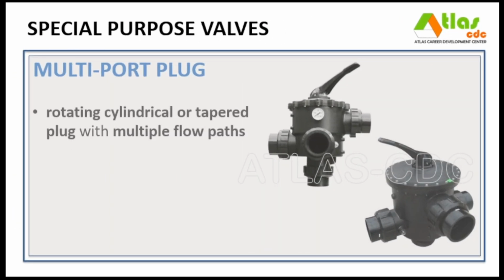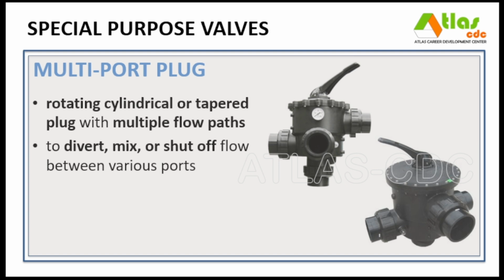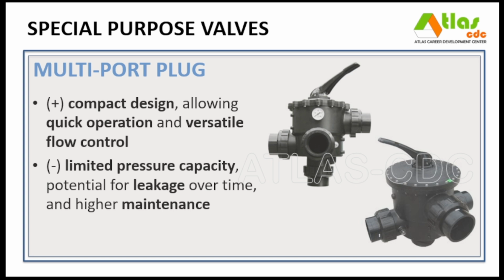A multi-port plug valve uses a rotating cylindrical or tapered plug with multiple flow paths to control the direction and flow of fluid through more than 2 ports in a piping system. Its function is to divert, mix, or shut off flow between various ports, making it ideal for complex flow arrangements. The main advantage is its compact design, allowing quick operation and versatile flow control with a single valve body.